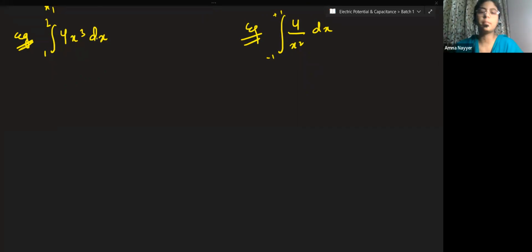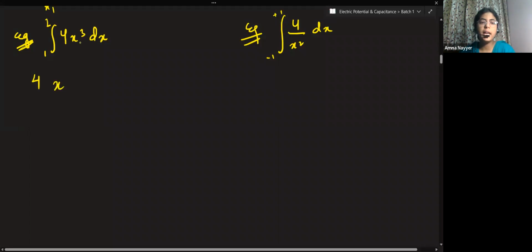So only Samira has given the correct answer. Okay. Now see, 4x cube dx. See, 4 will come out. X to the power 3, add 1 to 3. So it becomes 3 plus 1, and whatever is in the power gets divided, meaning divided by 3 plus 1. And then write the limits from 1 to 2.